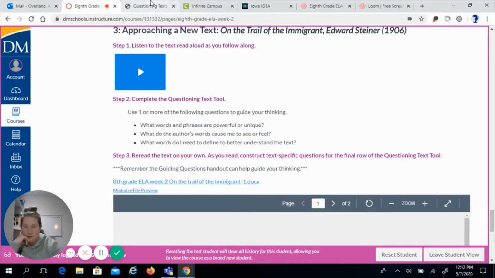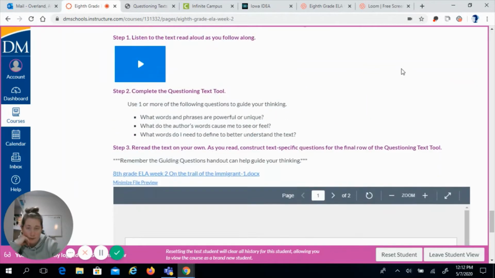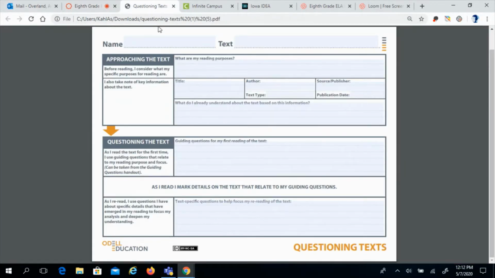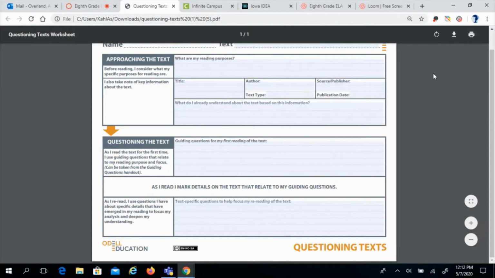So what you will do before you read, so before you listen or physically read or both, you're going to open up your questioning text items. You're going to put your name at the top. My name is Mrs. Overland. I hope you all know who I am because you have me in class. The title of our text is On the Trail of the Immigrant. It would help if I moved my mouse so you can see. The author, I believe, is Edward Steiner and Fleming H. Revell. You may need to make it a little bit smaller so you can see.